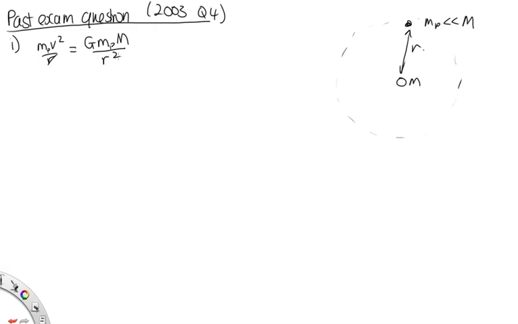And so this will cancel with that, will cancel with that, and we end up with v squared is equal to GM on r, which tells us that v is equal to the square root of GM on r. So that's what part 1 was asking us for. Part 2. Use the de Broglie wavelength.